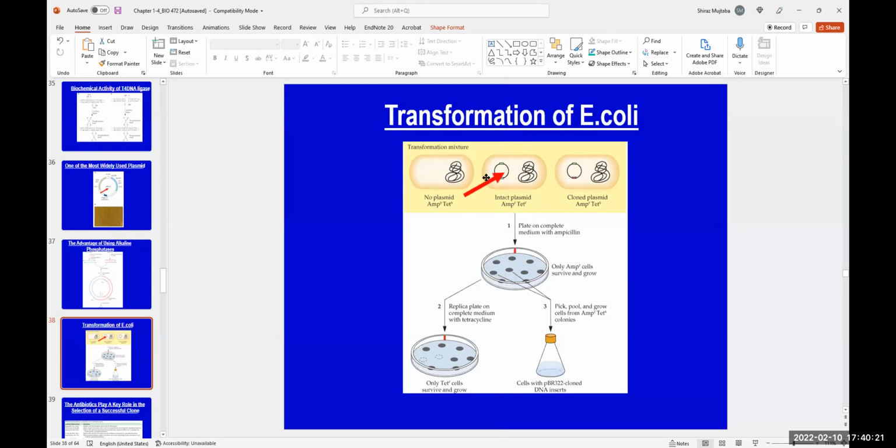But in addition to ampicillin resistance, this plasmid also has insulin. So this bacteria, while growing, while it is making its own protein, is also making human insulin, right?